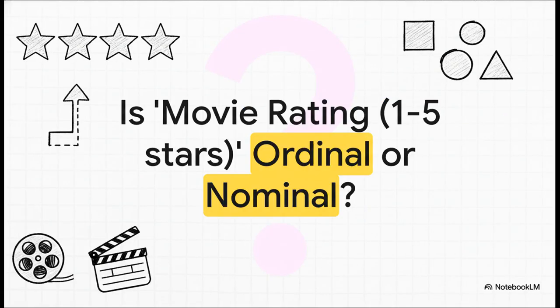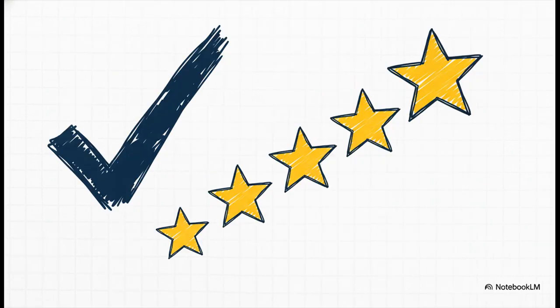Next question for you. Think about a movie rating, 1 to 5 stars. Is that ordinal, meaning it has a rank, or is it just a nominal label? Take a second on that one. That's right, it is ordinal. We can all agree that 5 stars is better than 4 stars, so there is a very clear, meaningful order to those ratings.